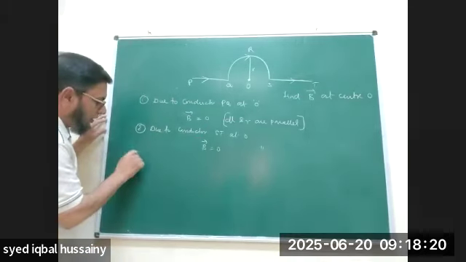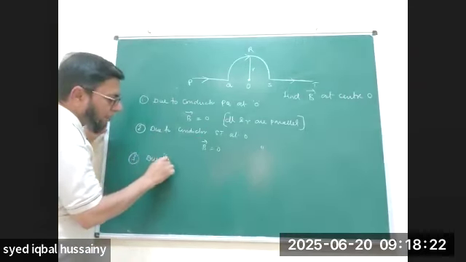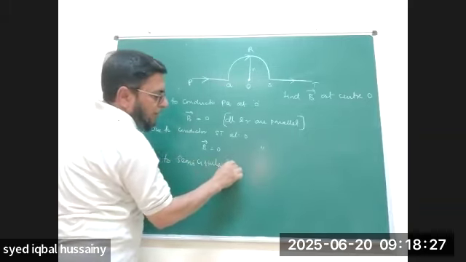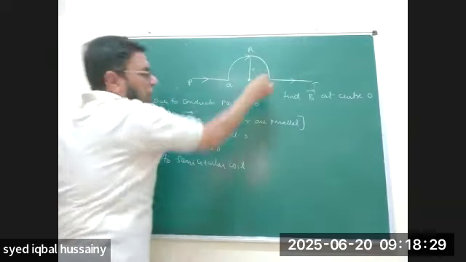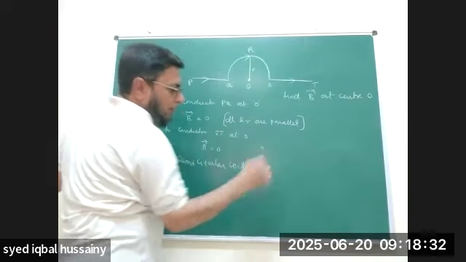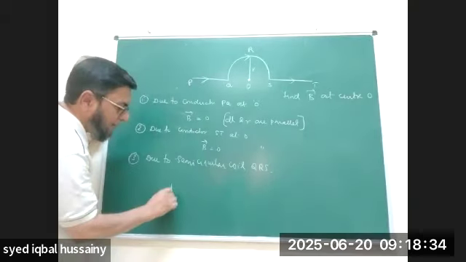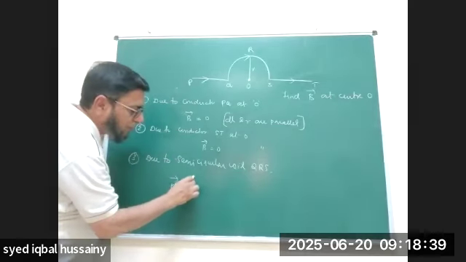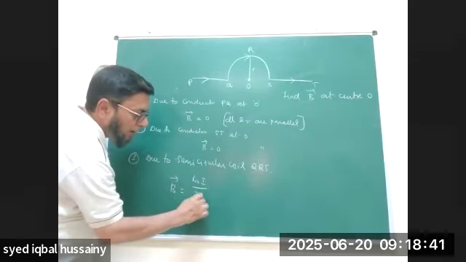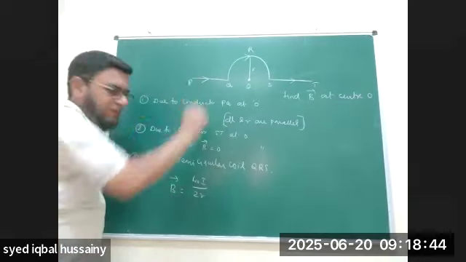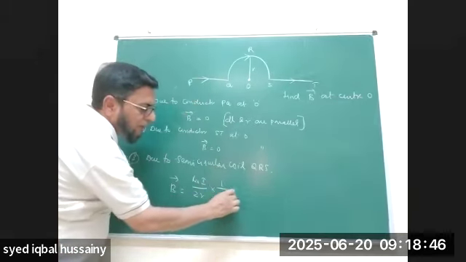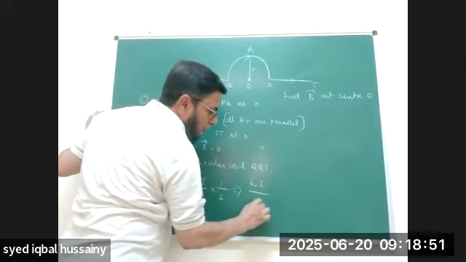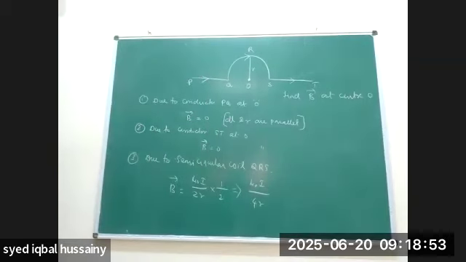Third one, due to the semicircular coil QRS. Now we should write the formula, the magnetic field at the center of a circle. For a complete circle, you know it is mu naught I by 2R. Because it is half of the circle, multiply by half. So the answer is mu naught I by 4R. Please copy.